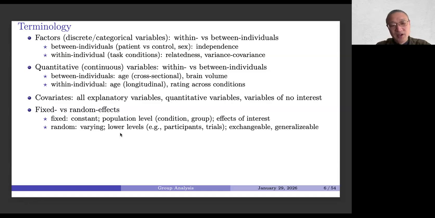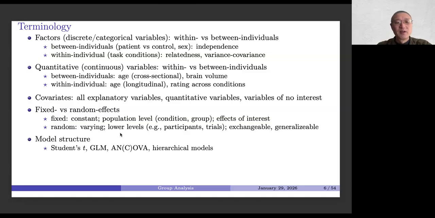So that's the difference. In the model, fixed effects are coded as constant parameters. Random effects are also parameters, but there is a distribution associated with each random effect term.